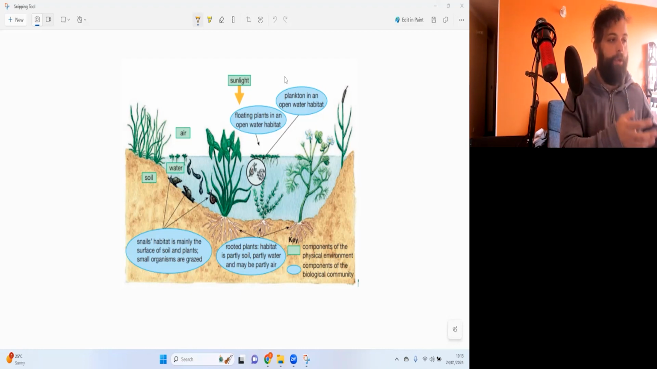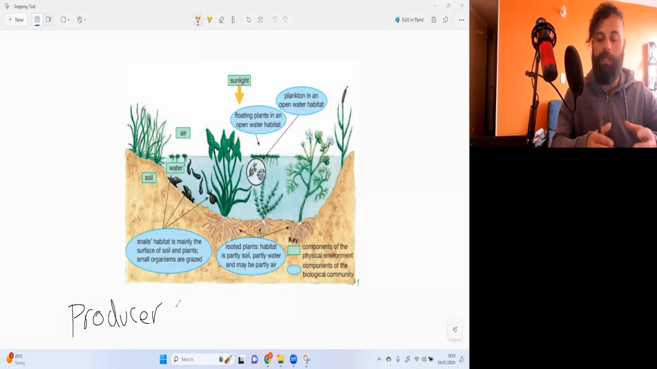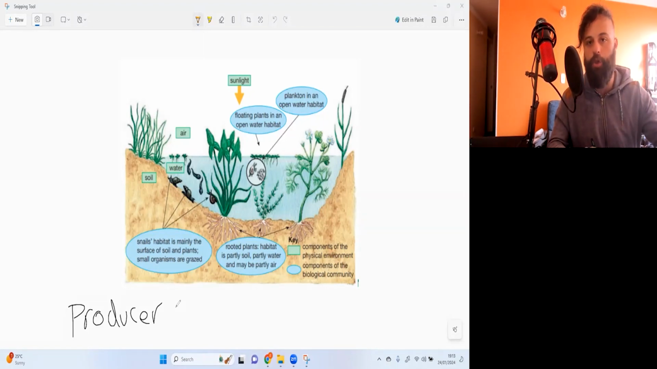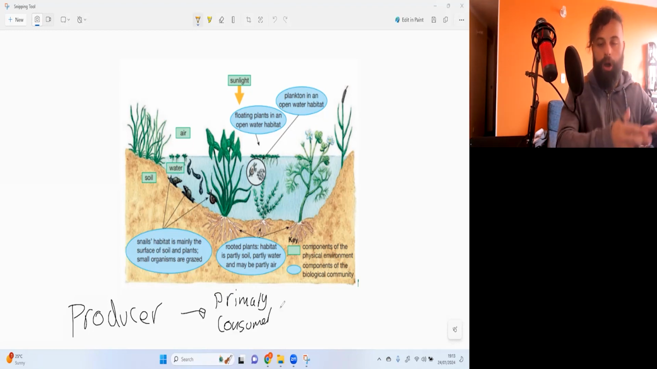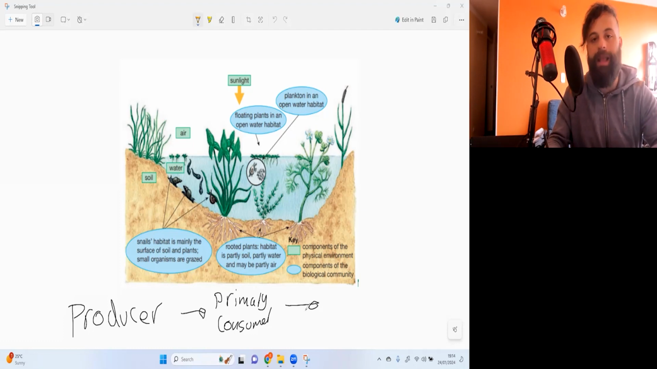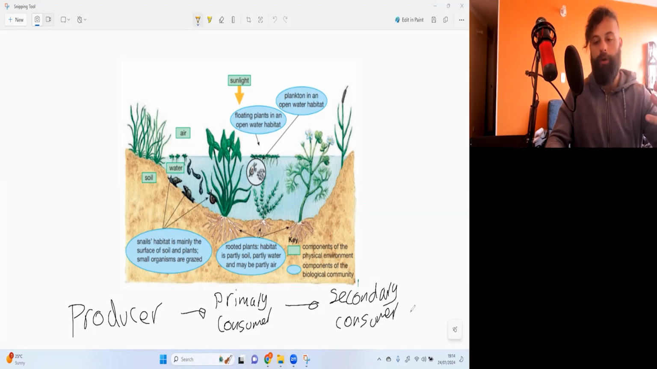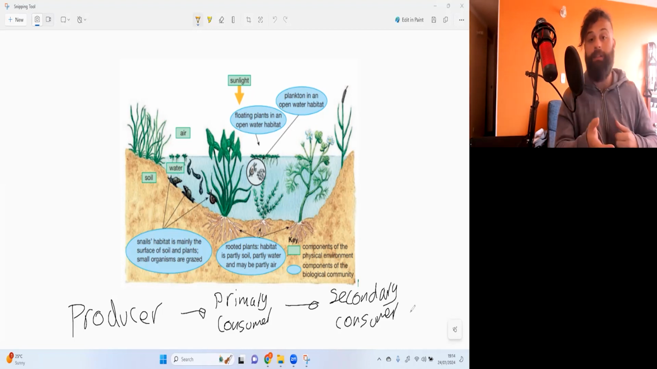Now, you've got different types of consumers. You've got primary consumers. So you start off with a producer, and as we discussed, the producer is what photosynthesizes, and this gets eaten by the primary consumer. Now, the primary consumer is a herbivore. It feeds on vegetation. And this then gets eaten by a secondary consumer. These could be carnivores, so they could just feed on the primary consumer, or they could be omnivores. They could actually feed on both the producer and the primary consumer, like us. We eat some vegetables and we eat animals if you're not vegan or vegetarian.